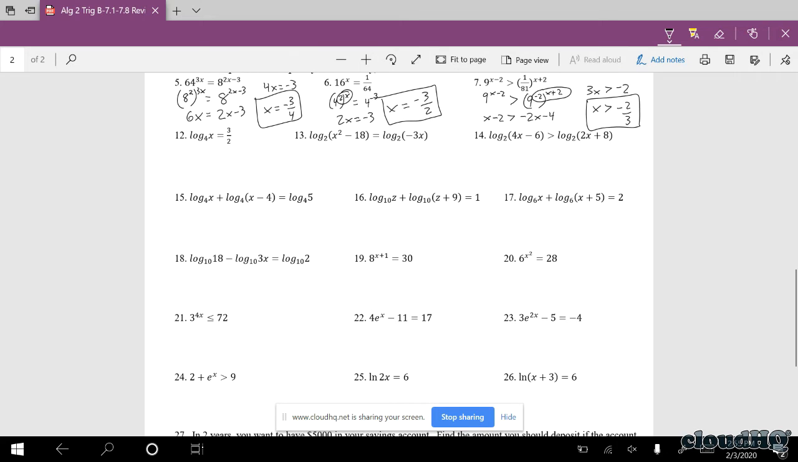Then on the next one, we can't write them as powers, it's a log equation, I guess. So we're going to exponentiate. 4 to the log base 4 cancels, so we get x equals 4 to the 3/2. Well, that means the square root of 4 to the third power. Square root of 4 is 2.